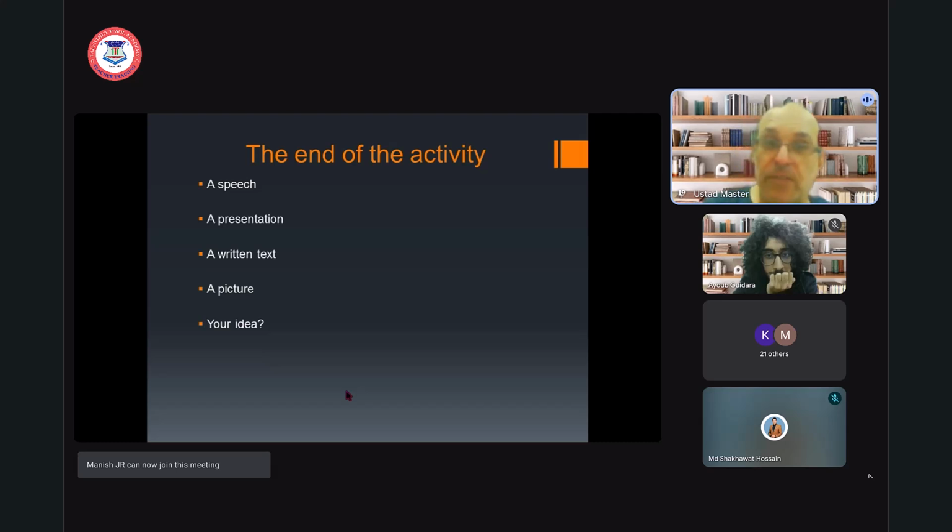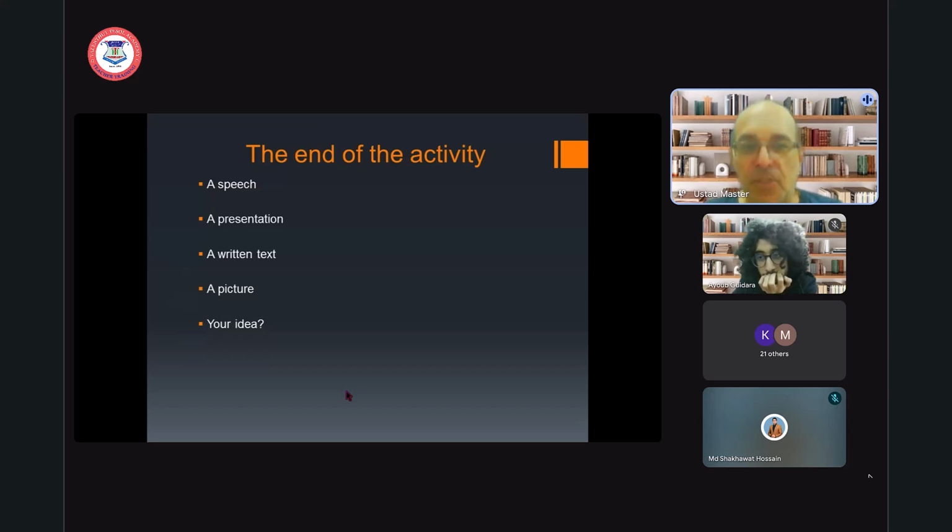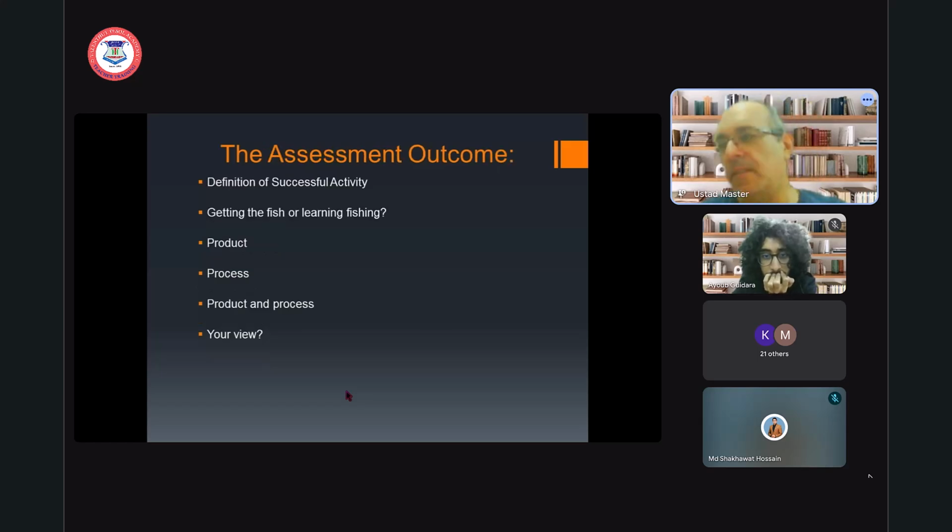If you want a long text, you can just give it as homework, or you can continue the writing activity in the next lesson, or a picture. A picture is divided into two. You can make a student take a picture, or you can make them draw a picture using crayons or, how can I say, colorful pens and pencils. Now here is the end of the critical thinking task.